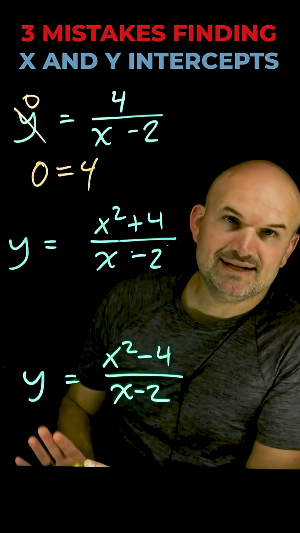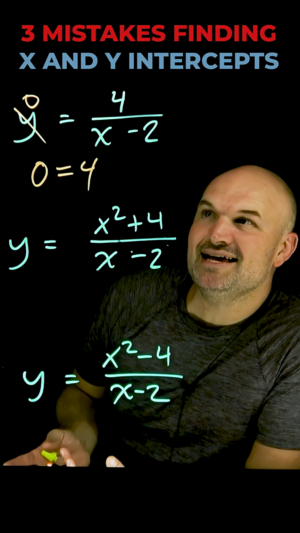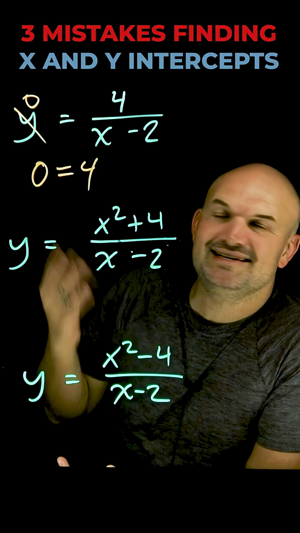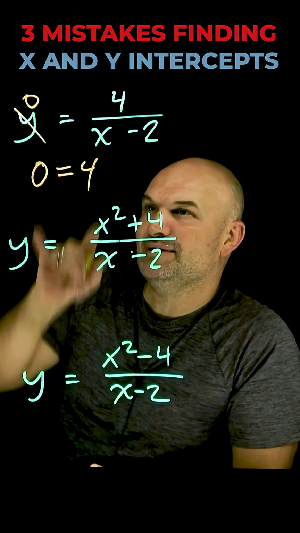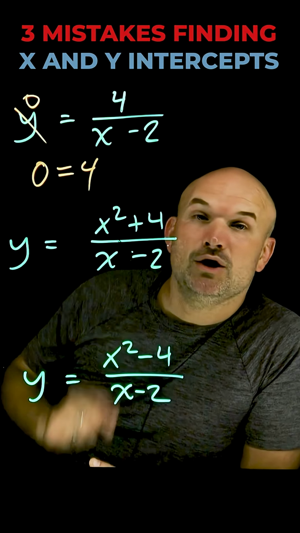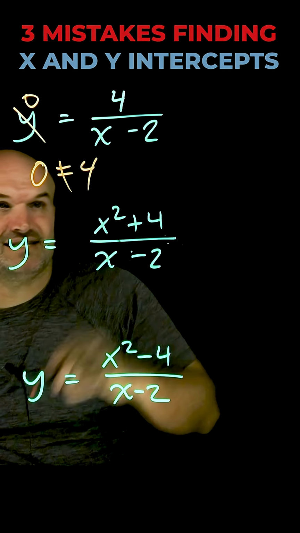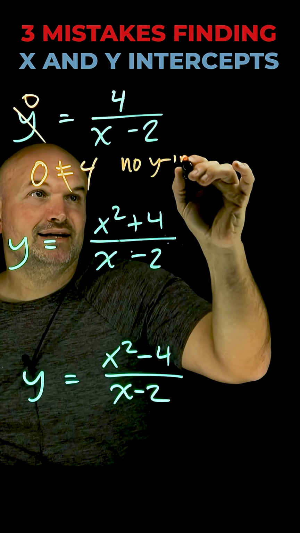Now again, students will get to this, but they'll still make the mistake. They'll still say, I don't know, the y-intercept is equal to 4. But unfortunately, ladies and gentlemen, this is an incorrect statement. 0 is never going to equal 4. So this is an example of no y-intercept.